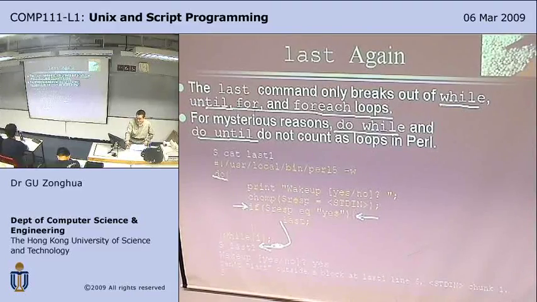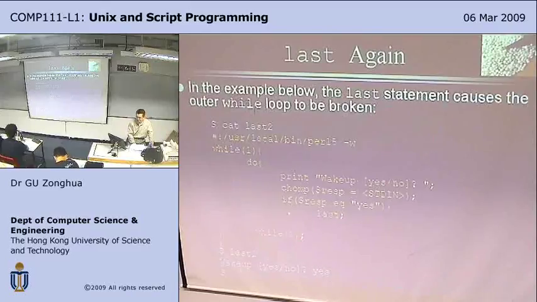I'm sorry, if you had a while 1 on top, you jump out of the loop. But do while, because of really a defect in the language design, it says "Can't last outside of a block at last1, line 6." So just remember that it doesn't work for do while and do until.